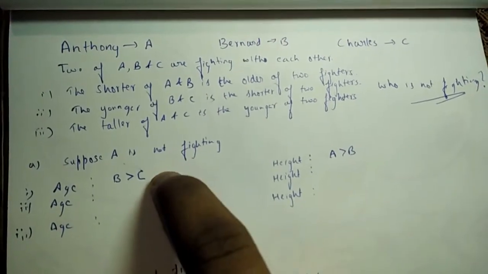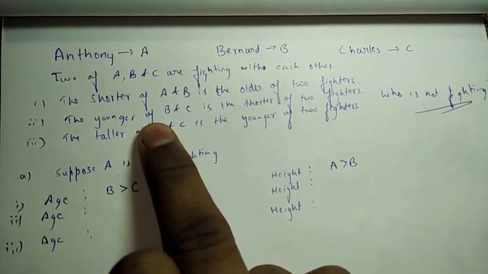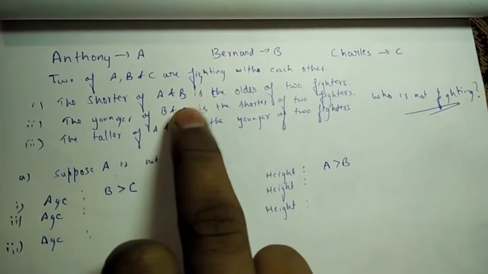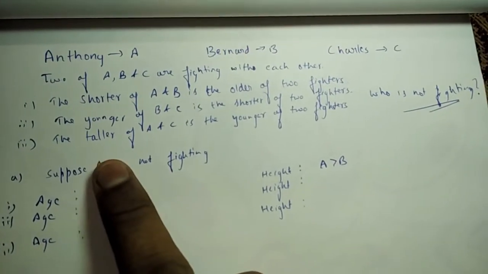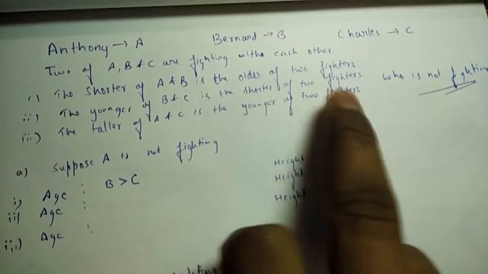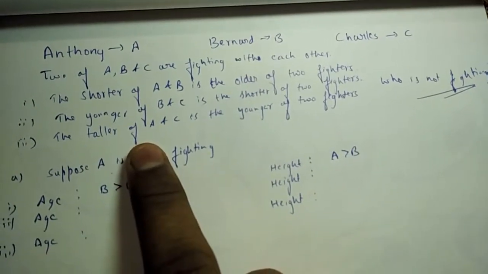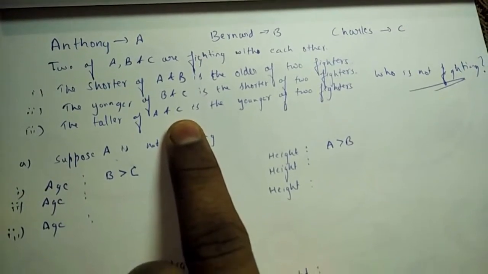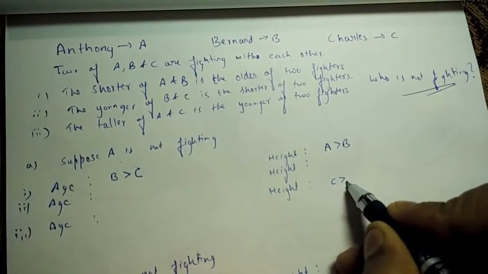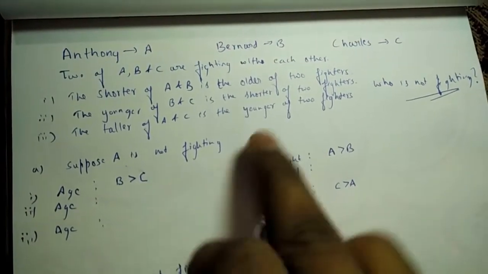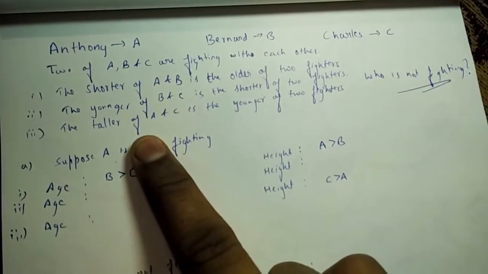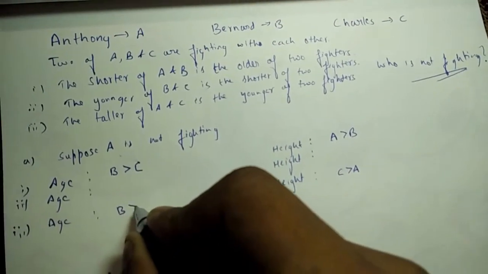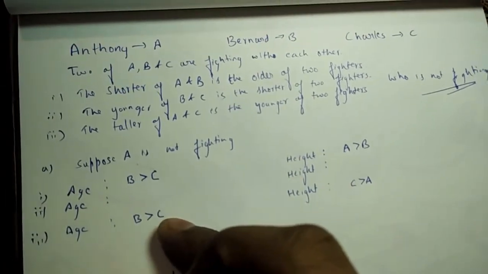Now we will take the second equation after the third equation, as in the second equation there are two unknowns. So now let's come to the third equation. The taller of A and C is the younger of the two fighters. As A is not even fighting, that means C is taller. Now, as C is taller than A, and the taller is the younger of the two fighters, that means B is older than C, or C is younger than B.